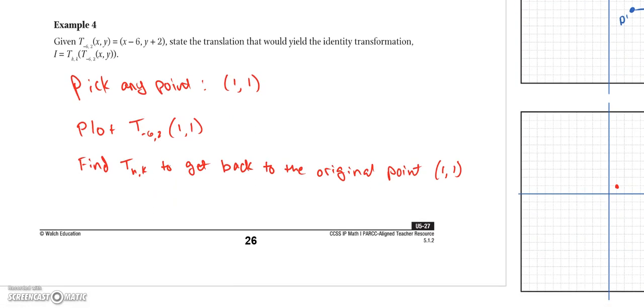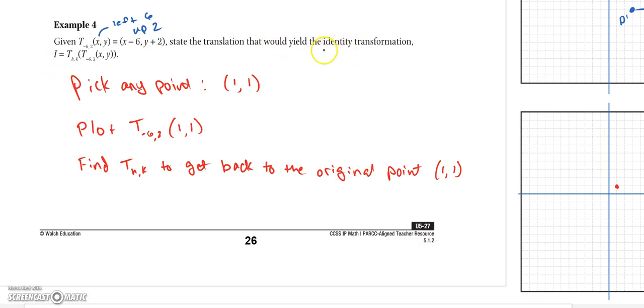Okay, example 4. So here's my translation. This is going left 6, up 2, right? That's T(-6, 2). Of any point (x, y) results in (x - 6, y + 2). State the translation that would yield the identity transformation.